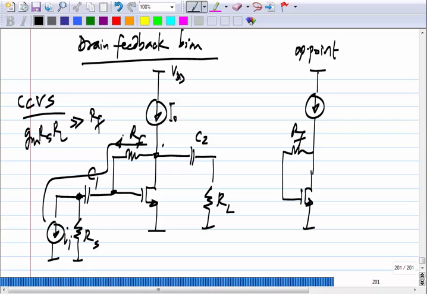How much current will flow through RS? II, the input current. There are two paths for it, right? One is to go into RS, the other one into RF. Where will most of it go? Into RF or RS? RF. Why? Least resistance between what and what? They are not in parallel to each other, right?